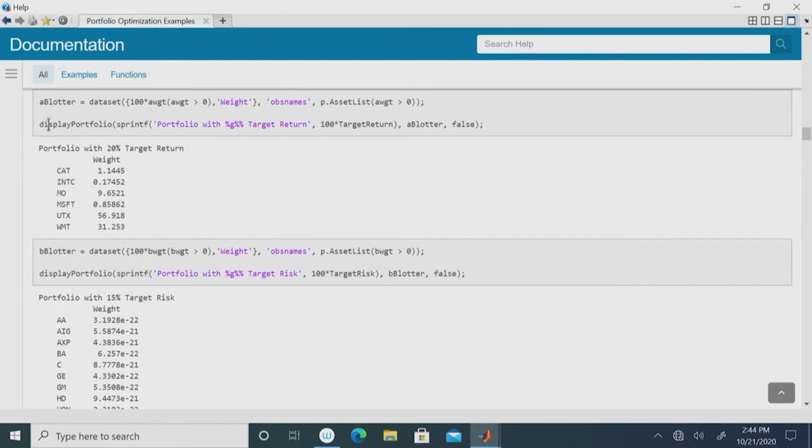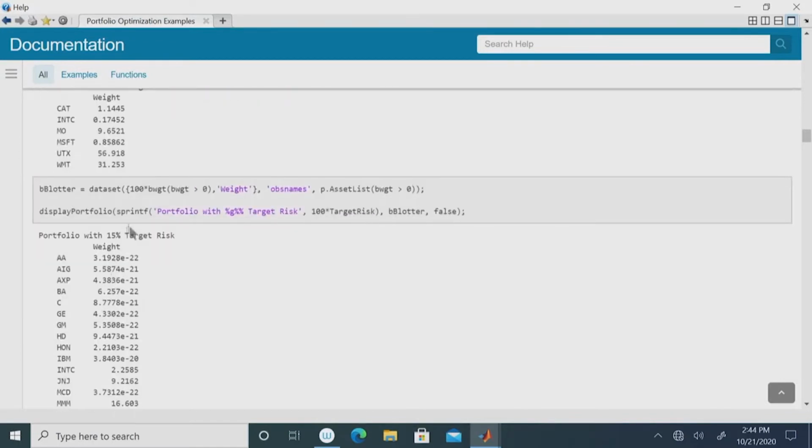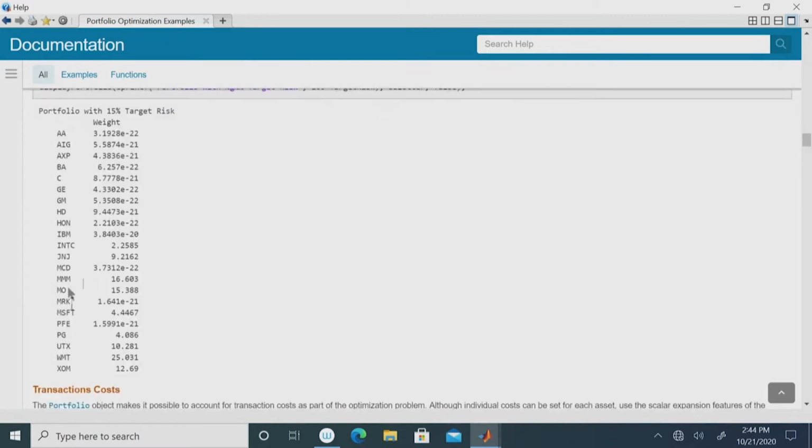Okay, this was what was identified as a blotter corresponding to a weight for the targeted return of 20%, and the next thing we do is consider the BWDGT, which is for the targeted risk of 15%, and we will store the portfolio in terms of percentage as this blotter, which you call the B blotter. This, as you can see, has a much larger number of assets in it.